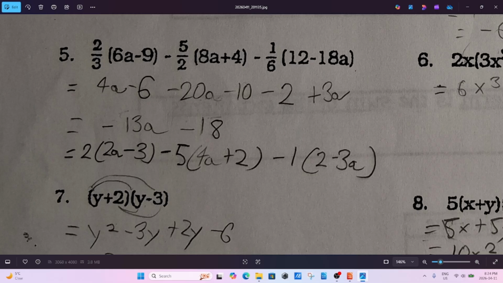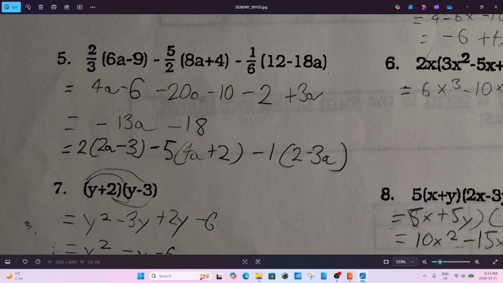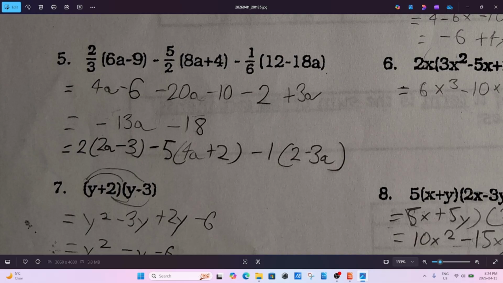5 times 4 is 20, 20 divided by 2 is 10, and it's negative, so you get negative 10 here. And 12 divided by 6, you get a negative 2. 18 divided by 6, you get a 3 over 3a. And now you just add all the a terms together. 4 minus 20 plus 3 means negative 13a. Negative 6 minus 10 minus 2 gives you negative 18.